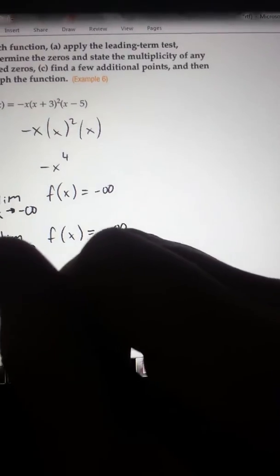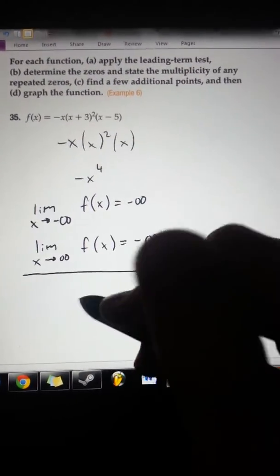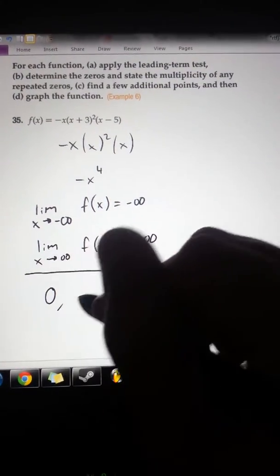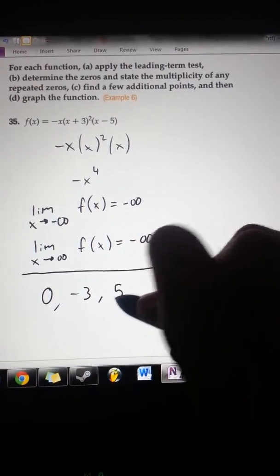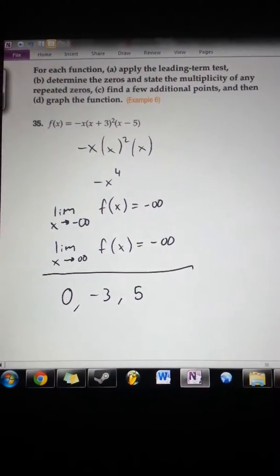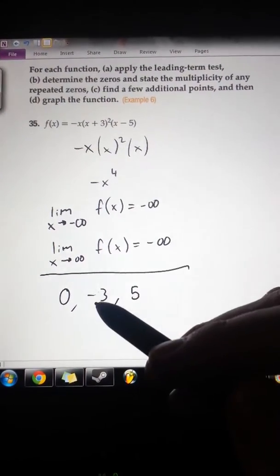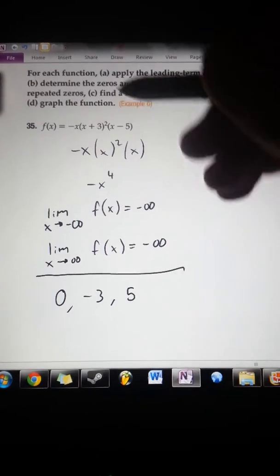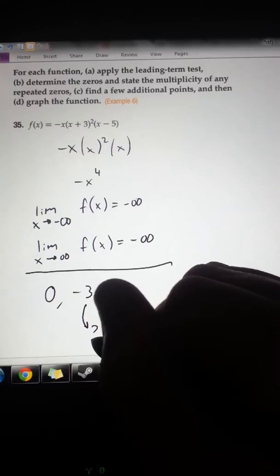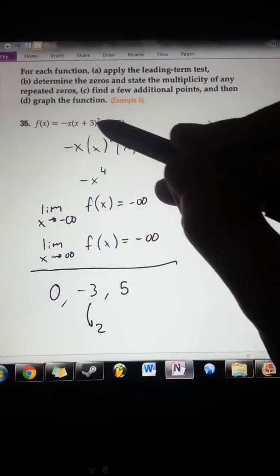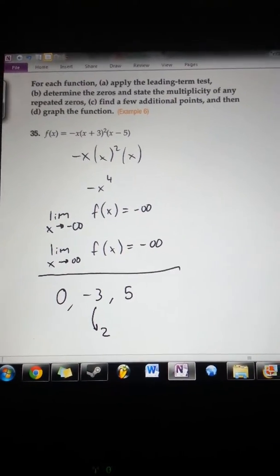And then for the zeros, it's really easy because the equation is already factored. The zeros are just going to be 0, negative 3, and then 5. So, since x plus 3, which gets us negative 3 for a zero, is squared, that means the multiplicity of this is 2. It's just the power to which that section of the function is multiplied by.